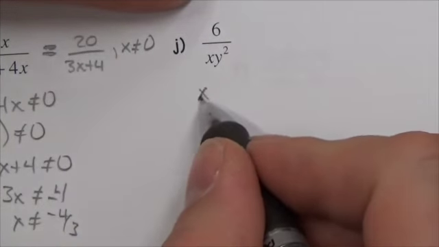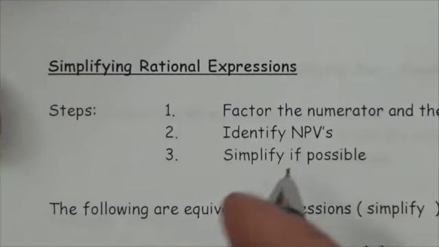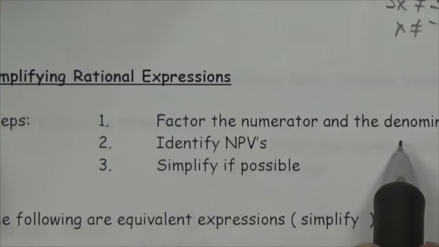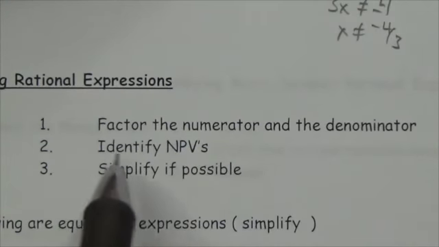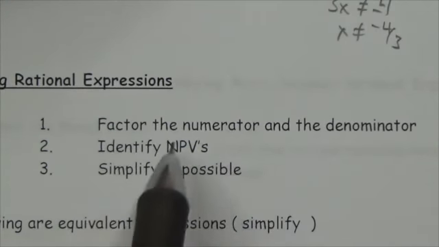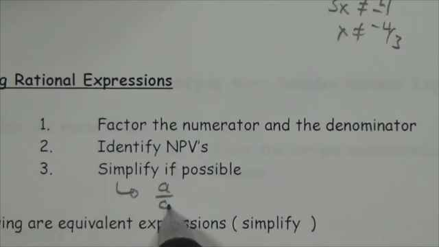All right. So now we're going to talk about simplifying rational expressions, and I've already kind of given you a hint as to how to do that. But here we go. Here are the steps. First of all, we're going to factor the numerator and denominator. We're going to identify the non-permissibles, and then we're going to simplify if possible. Now, by simplifying here, essentially what we're doing is identifying that if you've got a divided by a, the result is 1.